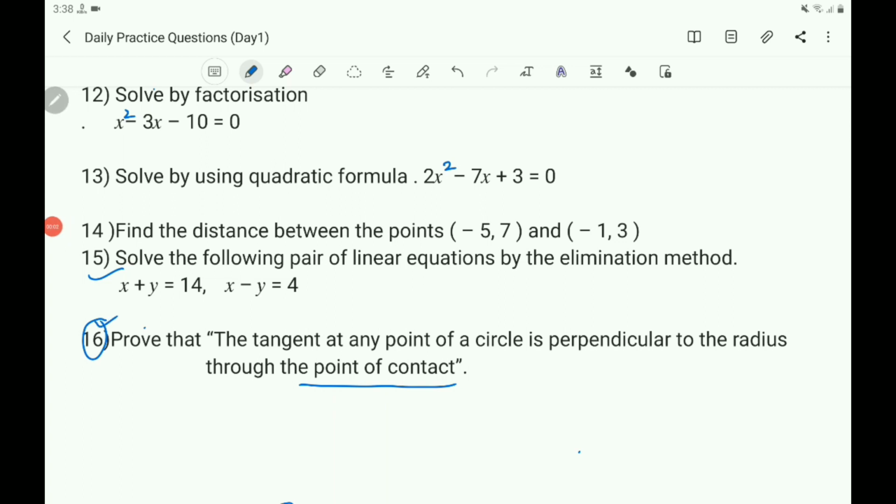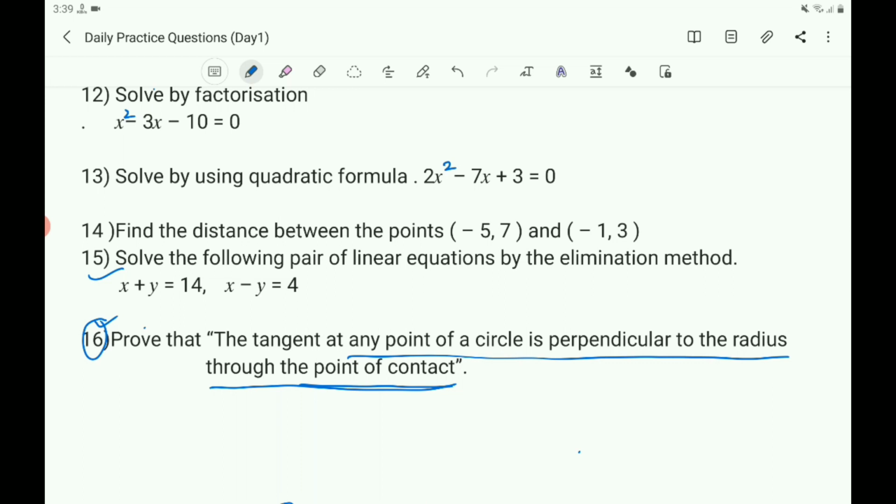Next, let us go through the 16th question. Prove that the tangent at any point of a circle is perpendicular to the radius through the point of contact. It is the first theorem of the circle chapter, and it says the relation between the radius at the point of contact and the tangent. The radius at the point of contact of a tangent is perpendicular to the tangent. So that you have to prove.